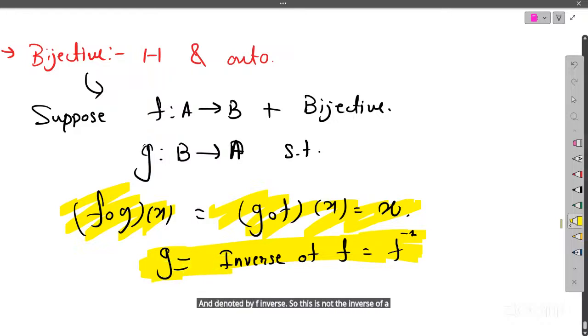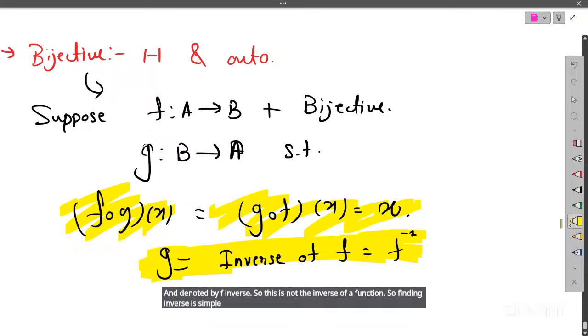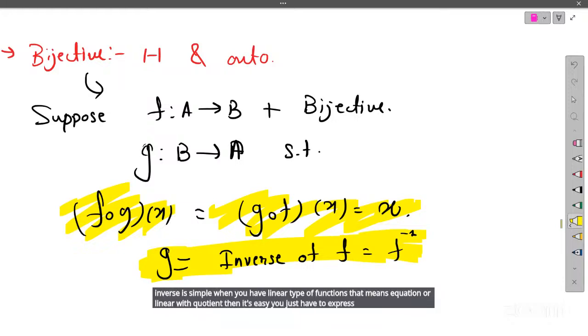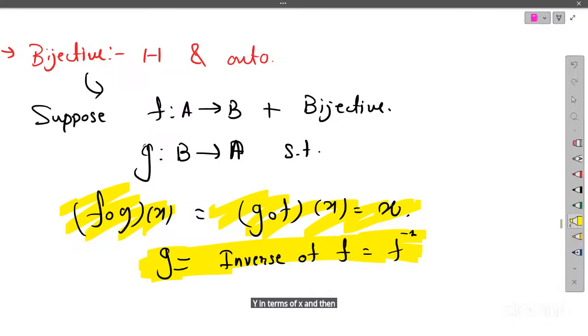So finding the inverse is simple when you have linear types of functions, that means linear equations or linear with quotient. Then it's easy. You just have to express y in terms of x and then replace it. So that's how we can find it. But in general, it's not that easy.